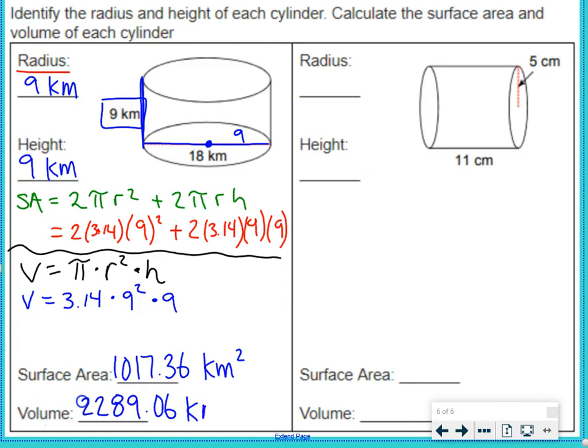And that's going to be kilometers cubed, because remember, volume is the amount of three-dimensional space that something takes up. So three-dimensional is to the third power, so kilometers cubed.